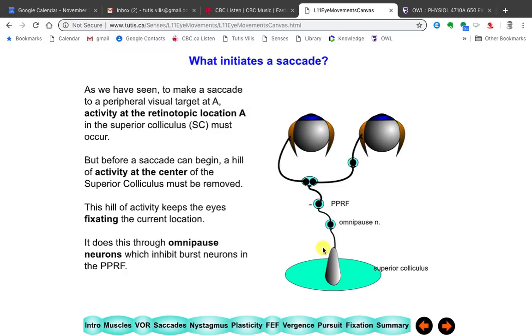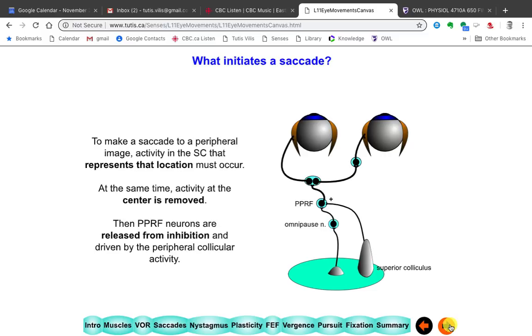Now, the way you maintain fixation is because there's an omnipause neuron that inhibits the PPRF from firing. So this thing can't send out its burst of action potentials because of this hill of activity while you're fixating. Now then, in order to move, something appears out here in the periphery, and that reduces the hill of activity and produces another hill over here. And that hill over here allows the PPRF to become active and the saccade to be generated. As a consequence, you can look at this thing that's over here in your periphery.